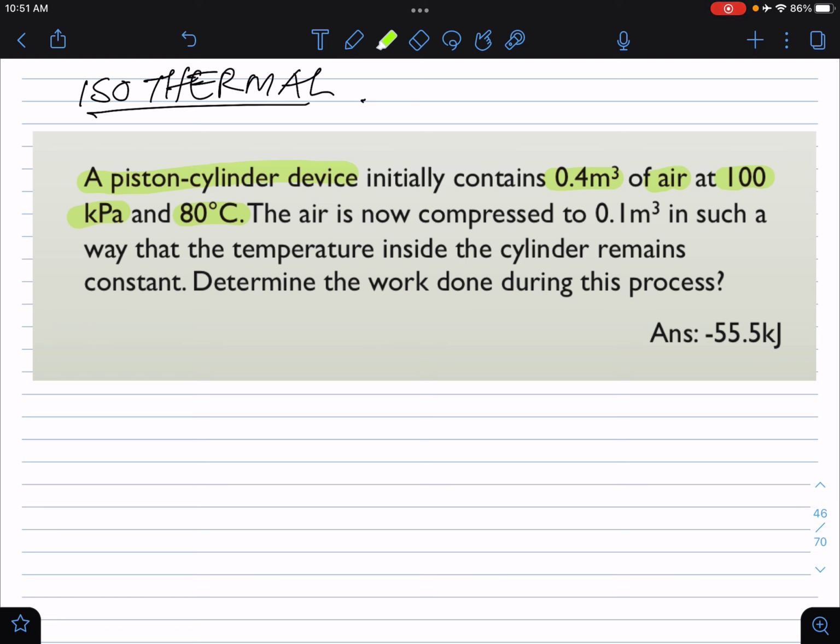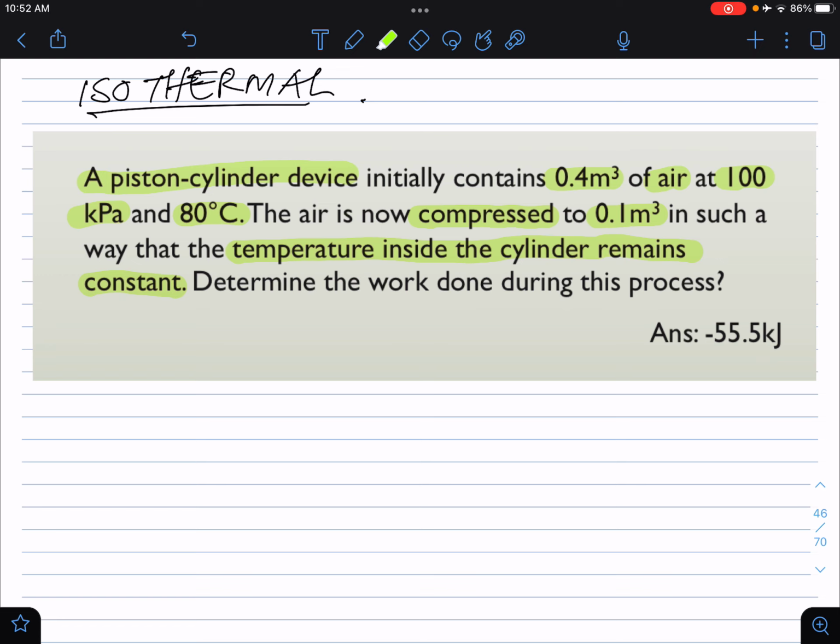The air is now compressed, so this is your typical process, compression. It causes the volume to change to 0.1 meter cube, which means that we will have two states since one property is changed. In such a way that the temperature inside the cylinder remains constant, this is one of the important things in this question. It implies that this process is conducted in a way that the temperature is constant. So this we call an isothermal process.